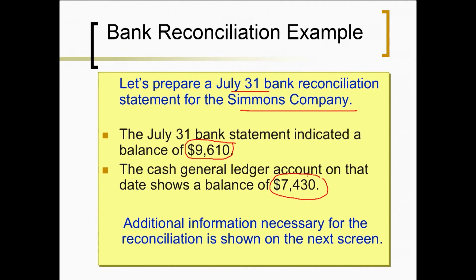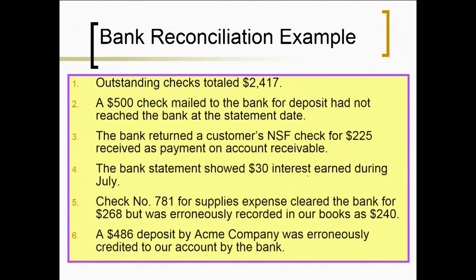So we're going to do a bank reconciliation. Here are the items that we have to handle. Okay, there are outstanding checks, right? That total $24.17. So what we're going to have to do is deduct that from the bank side. We know about it, we've already recorded them, but the bank doesn't yet know about it, right? So we're going to deduct those from the bank side.